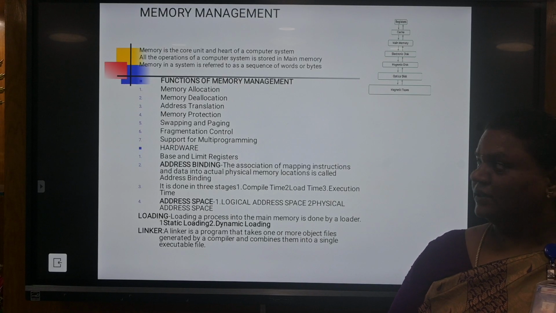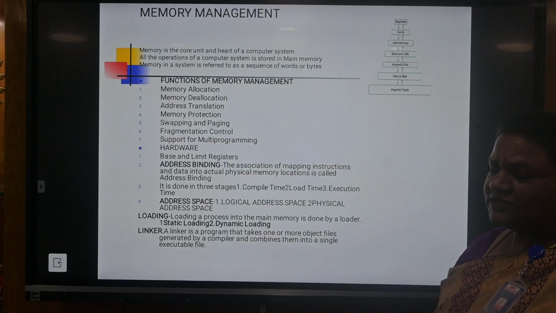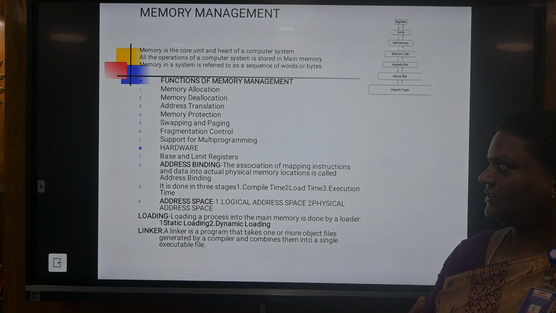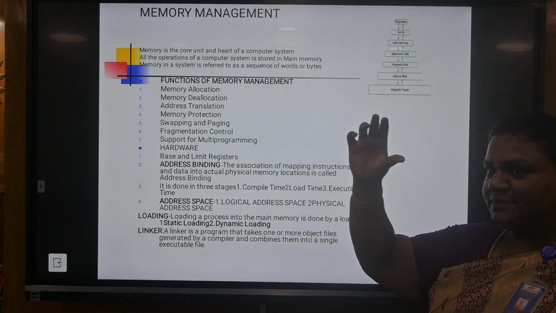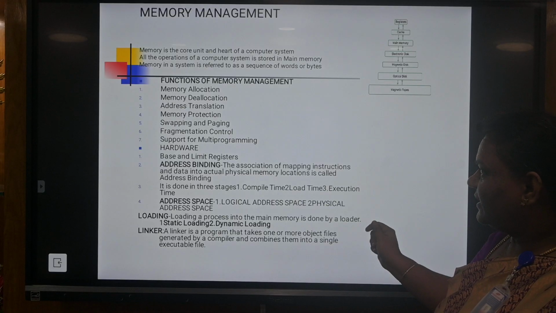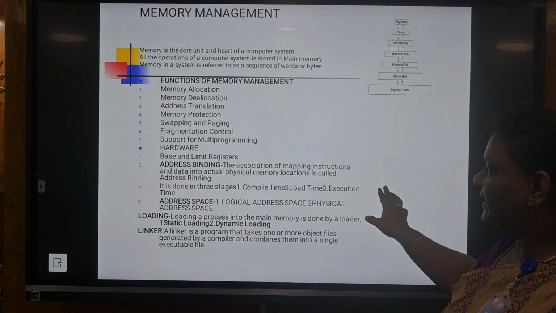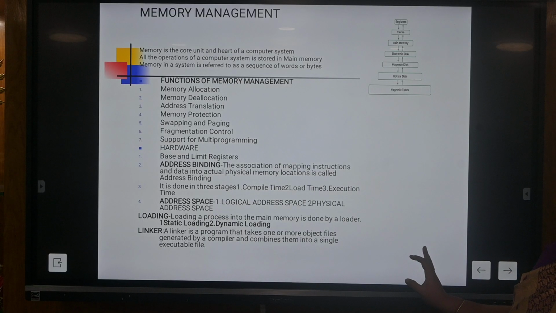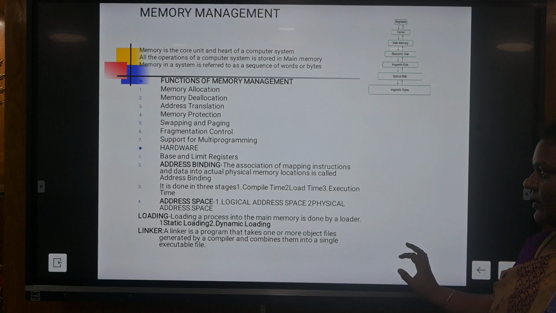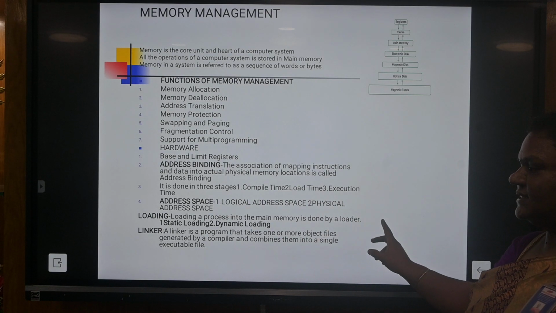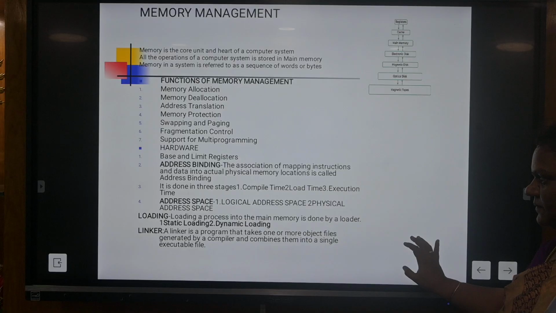Base register will have the address where the process has to be stored, and limit register will tell the limit, how many memory units a file can take. Address binding: the association of mapping instructions and data into actual physical memory locations is called address binding. Address space has two types: logical address space and physical address space.